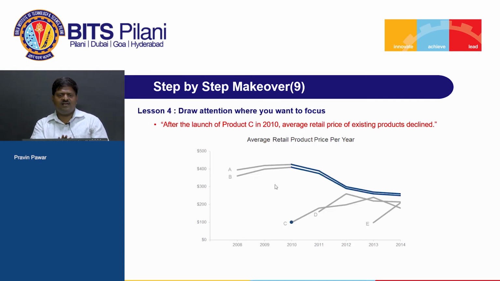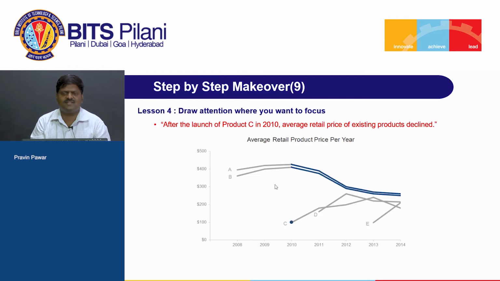So now what has been done? The point is stated: after the launch of product C in 2010, the average retail price of existing products declined. It's not true for all the products, because products C, D, E came into existence afterward. But when C came into the market, the prices of A and B showed a declining trend. It's not for all the products that the declining trend has been seen, but only for the pre-existing products, A and B. That is one of the important deviations from the very first visualization that we have seen.